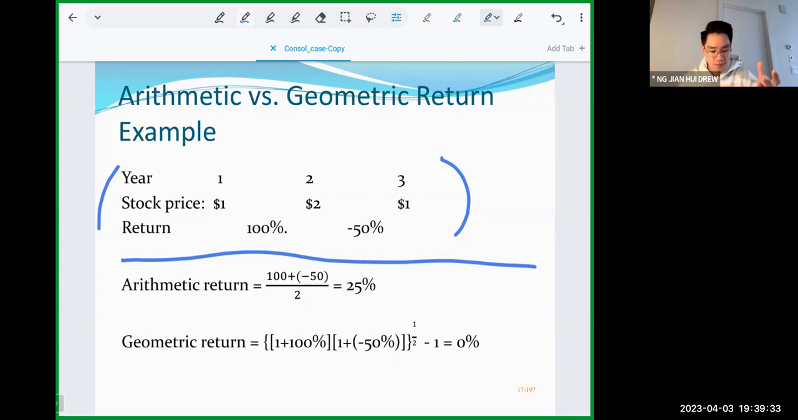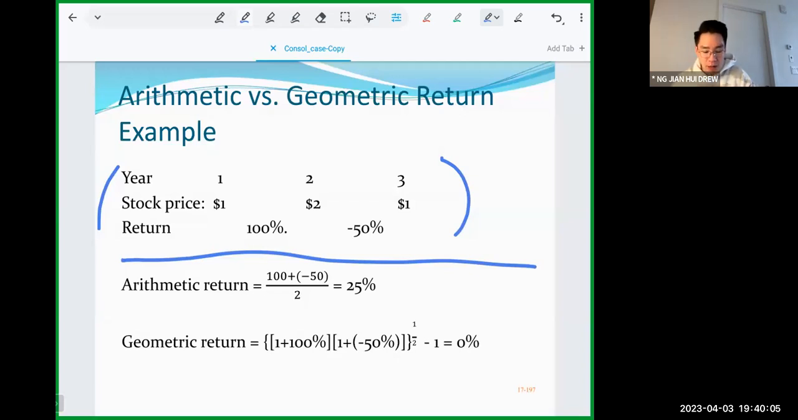Based on just looking at these three numbers, do you think that you actually make money after year 3? Do you make any money? No. Okay. Right. So when you say no, this makes total sense, right? It's very intuitive. Yes, of course you make no money, right? Year 1 you have $1, year 3 you have $1. You make no money.